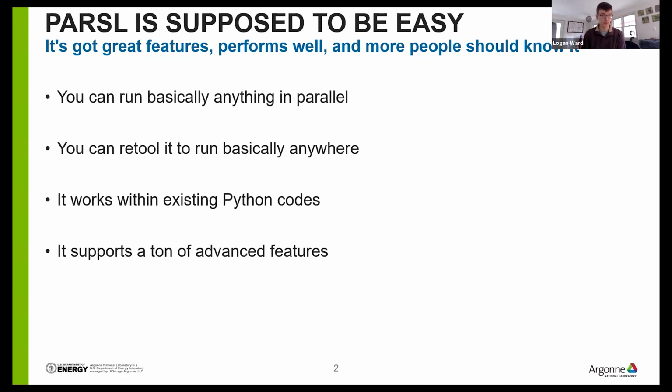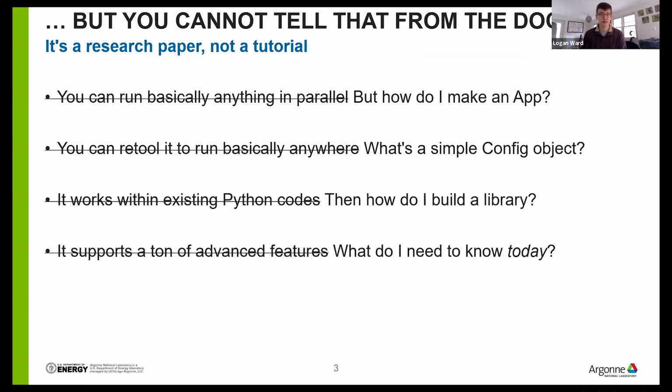And it's got a bunch of advanced features that let me do unique things to try to publish interesting CS papers. So all of these are how I see Parsl, but these are not the eyes that I think most of our users come to the Parsl documentation with in mind. Instead of needing to know that I can run anything in parallel, what they need to know is how can they run an app?